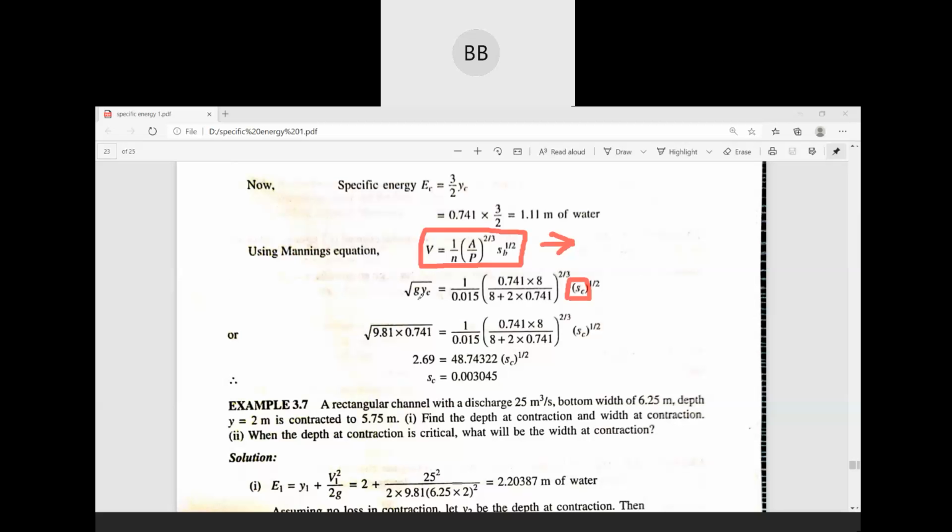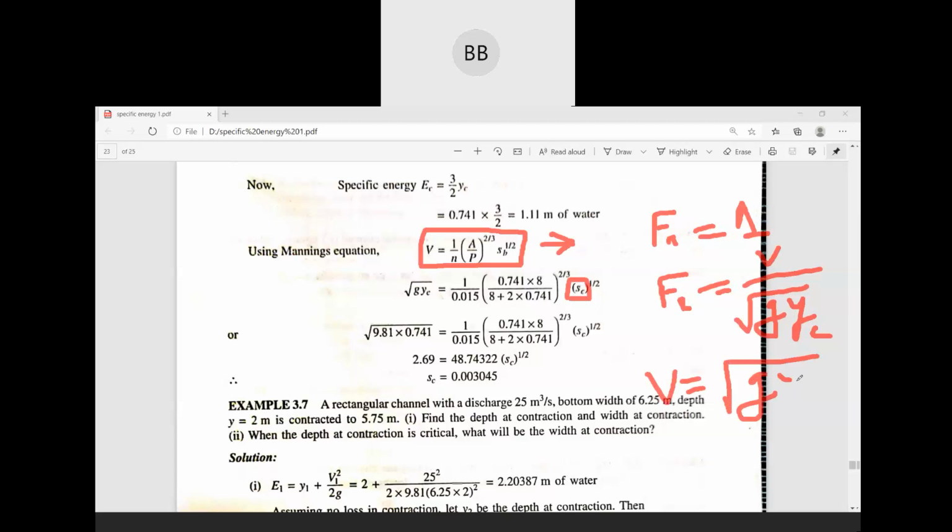The velocity we can find, as we know, for critical flow condition, your Froude number is equal to 1. So we know Froude number is nothing but V by root over g y. For critical flow, it will be Yc. This Froude number is equal to 1 for critical flow condition. So in place of velocity, you can write this expression, root over g Yc. Yc we have already calculated, so you can substitute here and find out the velocity easily. That is why in place of velocity, we have substituted root over g Yc.